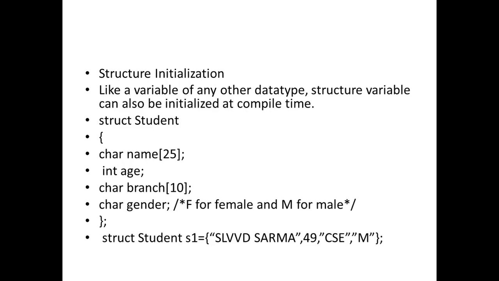So how to initialize the structure variable? We specify the struct keyword, the name of the structure as student, and the name of the variable as s1, and we initialize these members. The s1 is a variable of type student. The student contains the 4 members. These 4 member values we specify in curly braces. The values are separated by a comma and terminated with a semicolon.